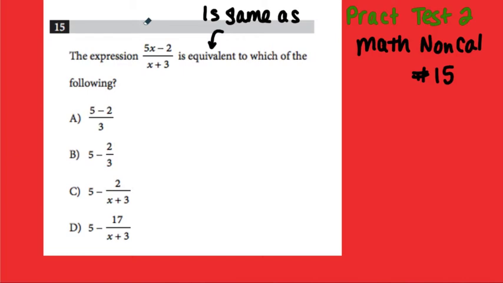You have to remember that 5x minus 2, the whole thing, belongs to x plus 3. Think of this as a grouping symbol. You'd have to do everything on the top and everything on the bottom separately before you simplify it. So you can't do that. So both A and B I threw out immediately.